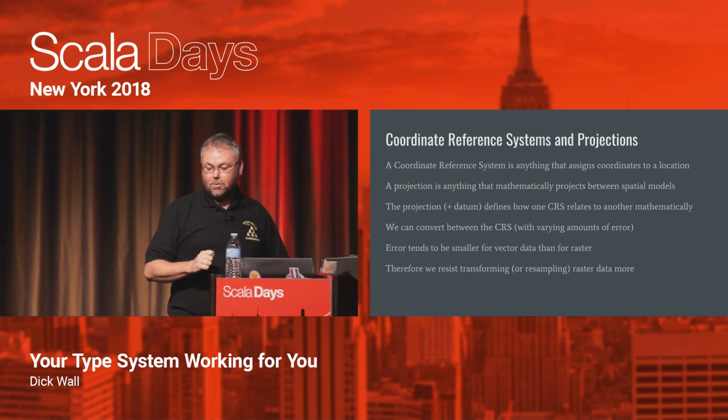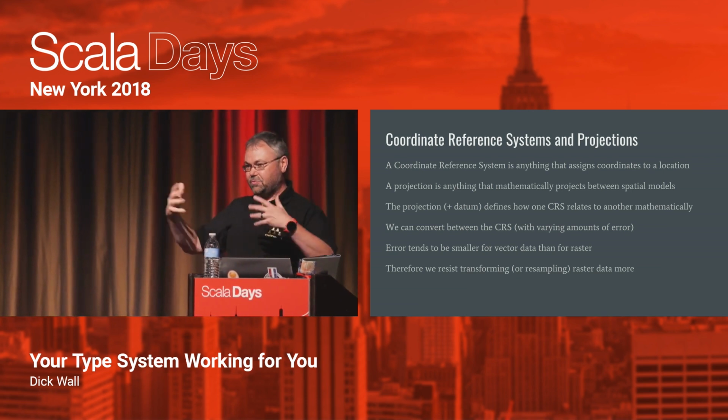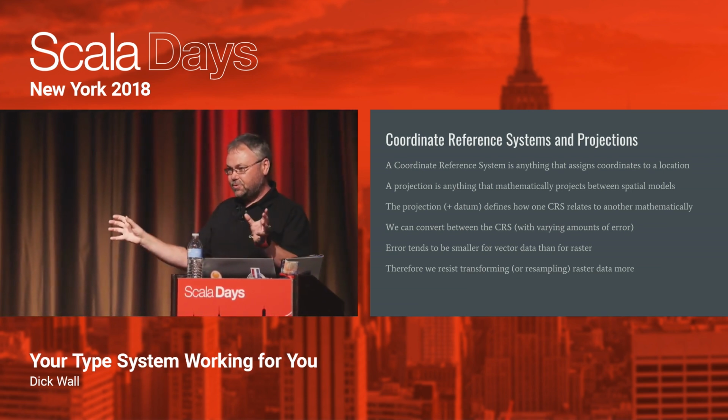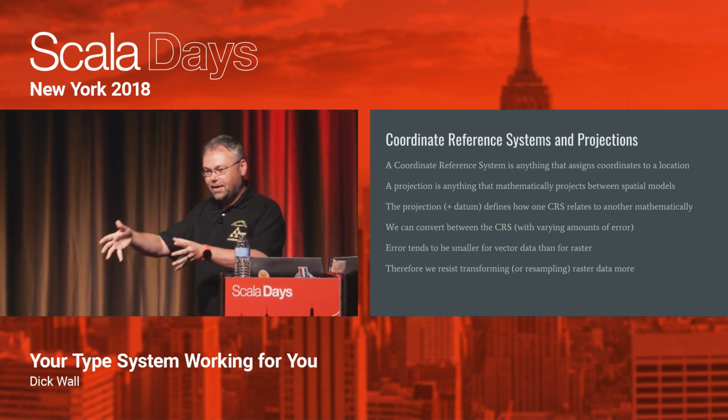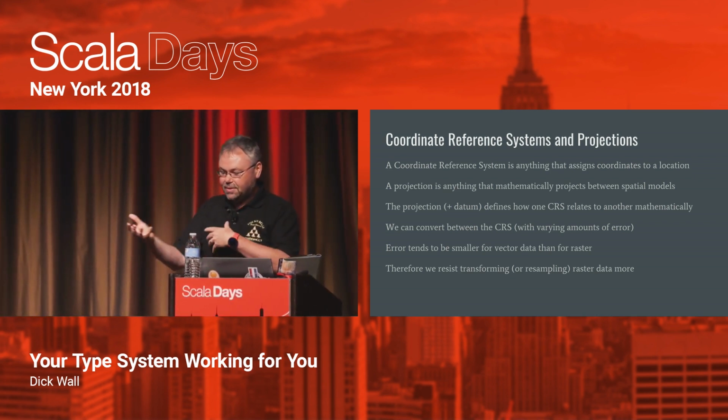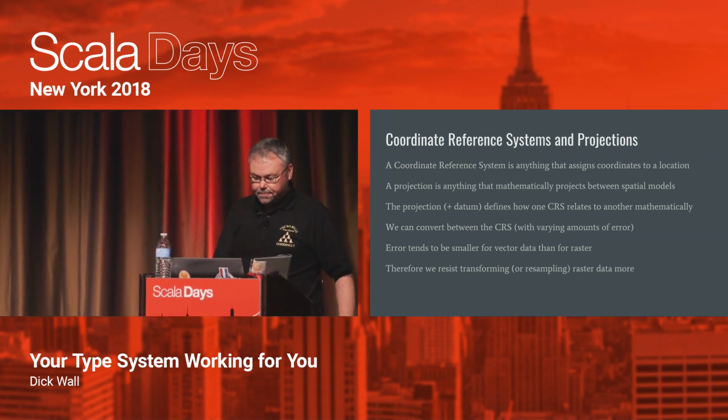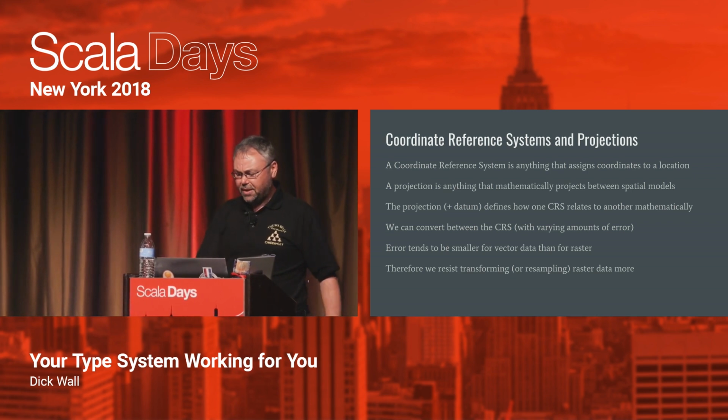And the error tends to be smaller for vector data than for raster data. We have to resample rasters, and that means moving pixels around. And literally a pixel is like a bunch of ping pong balls that have been captured in a box, and now you have to redistribute the ping pong balls, and it's difficult to do that. So therefore, we resist transforming or resampling raster data more than we do transforming vector data.